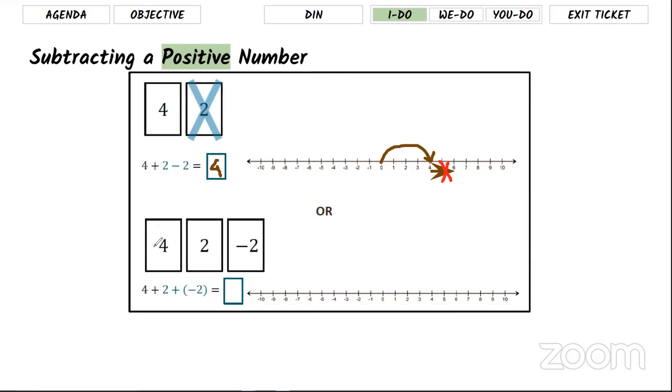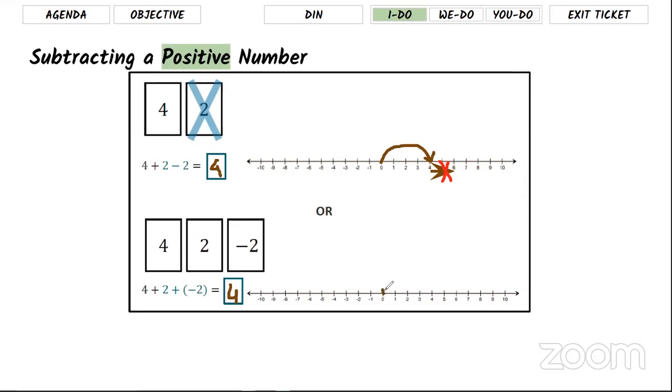On the second example, actually it's the same example, but do you remember the statement in the objective for today? Subtracting a number is the same thing as adding its opposite. So -2 is the opposite of 2. If you add this, you're going to get the subtraction. This is another way you can remember subtracting a positive number: adding its opposite. So it's going to be again 4 because 2 and -2 cancel out each other. Let me show you on the number line what I mean.